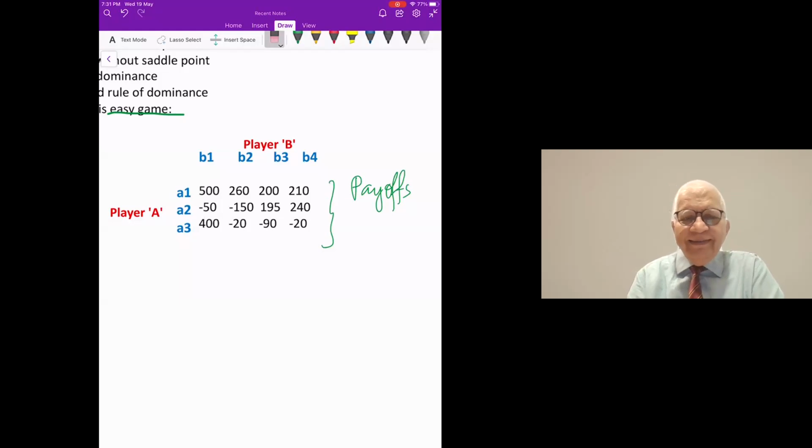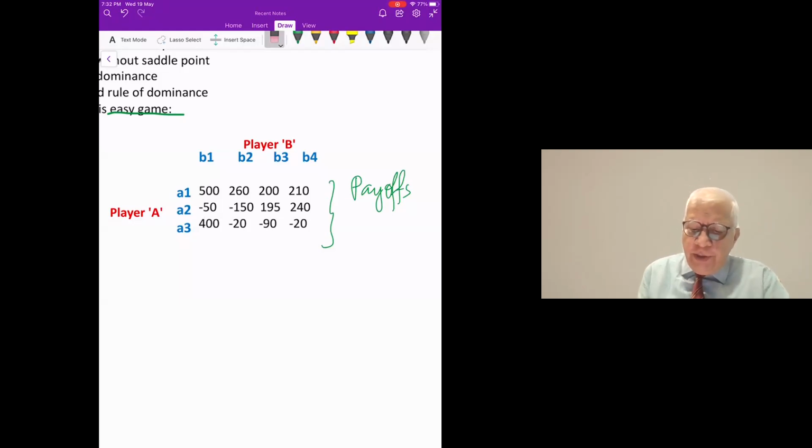Welcome back. This is the second lecture on game theory under operations research. Now we have seen this payoff matrix. What it means is that if A1, B1 is the choice, in the sense that if player A plays A1 and player B plays B1, then the payoff to A is 500 dollars, 500 rupees, 500 euros, etc.